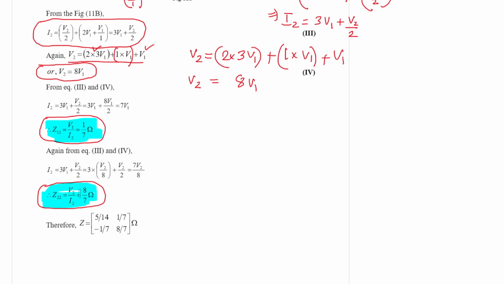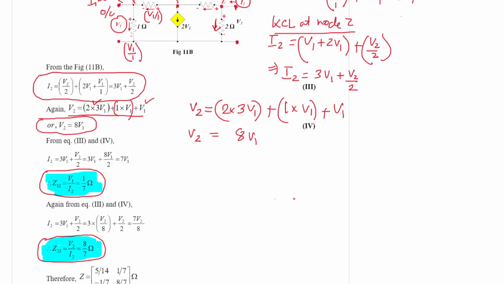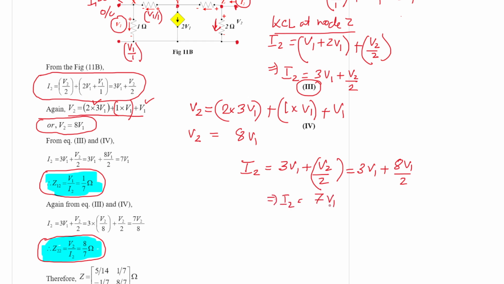So how are we getting these values? Simply from equation 3, I2 is equal to 3V1 plus V2 by 2. If you put V2 is equal to 8V1, this equation turns into 3V1 plus 8V1 by 2, so I2 is equal to 7V1. So V1 by I2, which is Z12, is 1 by 7 ohm.